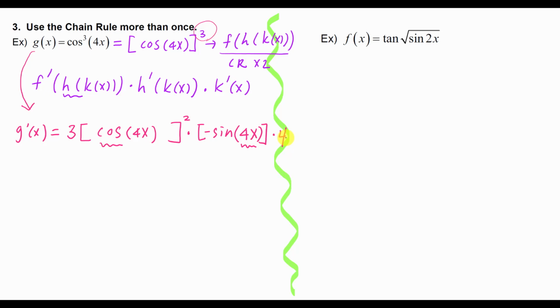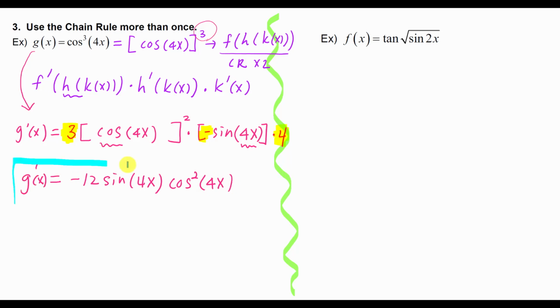Now we simplify this. Then our g prime of x is equal to, so you multiply 3, negative 1 and 4. So that's going to be negative 12. And you have a sine of 4x. And cosine of 4x is squared, so it is cosine squared of 4x, and that is your answer for g prime of x.